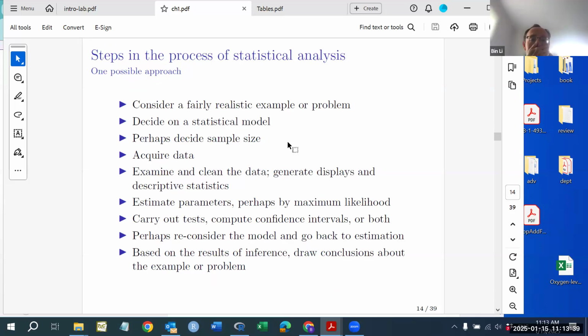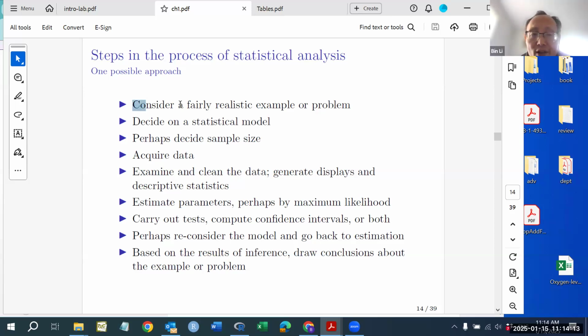So this slide shows one possible approach to statistical data analysis. But this is the statistical analysis to estimate the model parameters. It's not predictive oriented, so it's not focusing on predictive analysis. This is basically estimating the model parameters, okay?